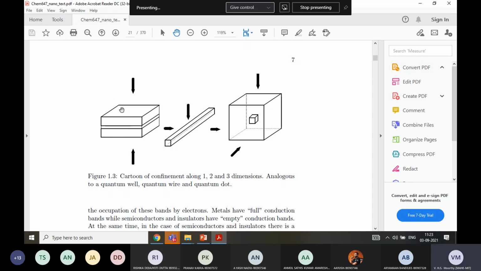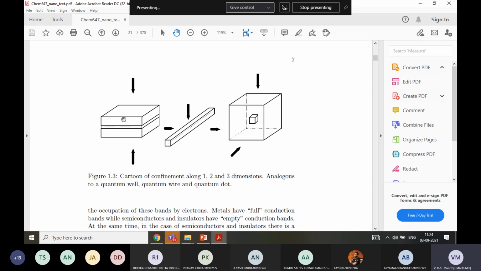Because the upper material has continuous energy levels. Electrons will take continuous values because it's a macroscopic thing and the lower is also macroscopic. But in between there is a material which is very thin. That's why it's called a quantum well, a two-dimensional quantum well. Okay, do you understand what I'm trying to say? This is all a two-dimensional quantum well.